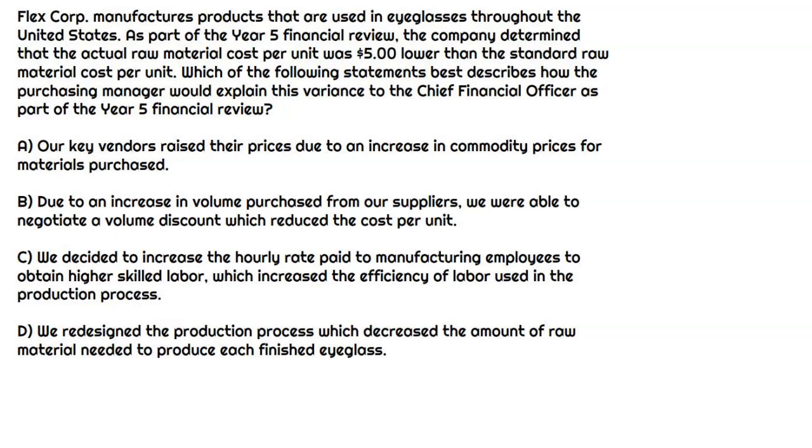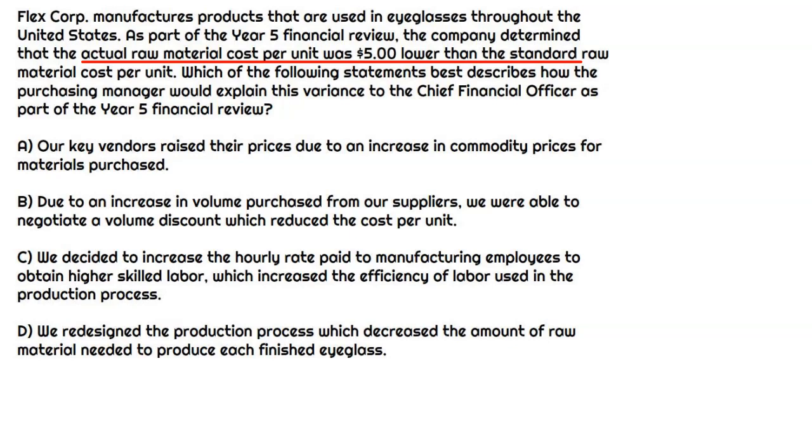So in this question, we have FlexCorp, and they manufacture eyeglasses throughout the United States. So they do some very important work so that all the men and women in the United States and around the world can see. What would we do without glasses or contacts? Now, as part of the year 5 financial review, the company determined that the actual raw material cost per unit was $5 lower than the standard or budget amount per eyeglass, right?